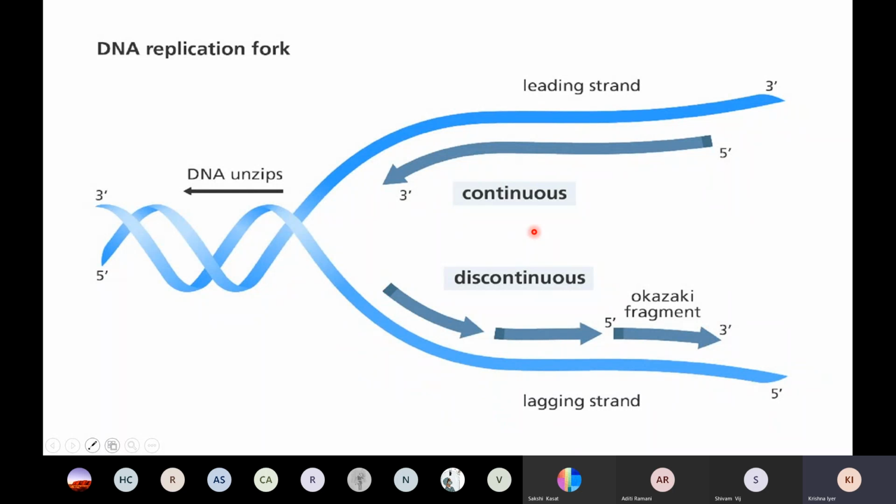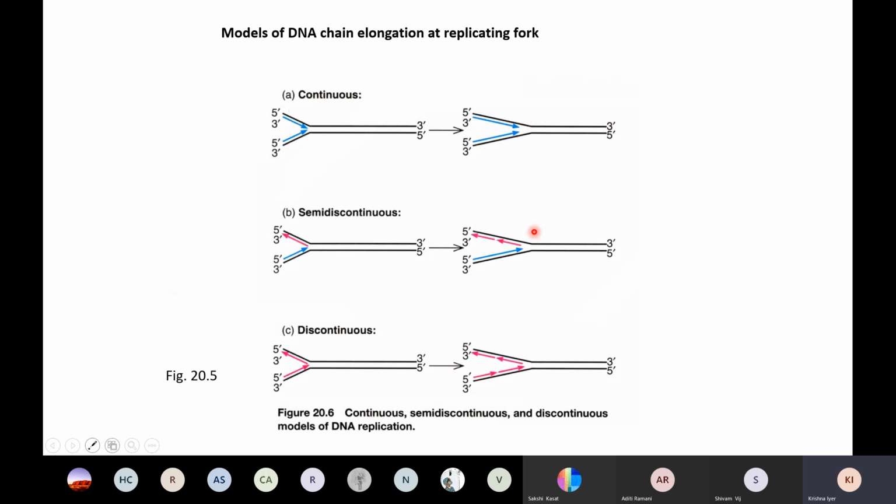Now remember, last time I told you that this terminology semi-discontinuous sometimes appears to be a little weird or a little odd. So to clarify that, this is what we would mean if it were continuous. Let us say the fork is going like this, and I'm able to synthesize one strand and the other strand at the same time without stopping at all. So in both, as the fork is moving, one is made in 5' to 3', other is made in 3' to 5'. That I would call technically a continuous replication of DNA.